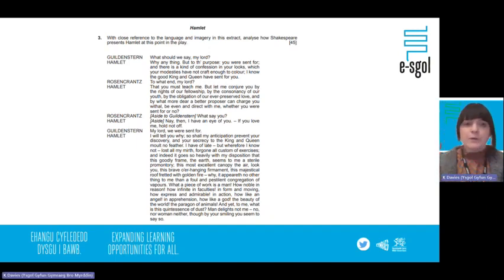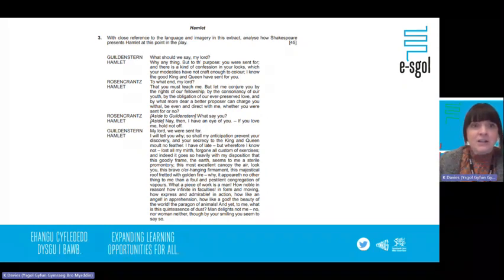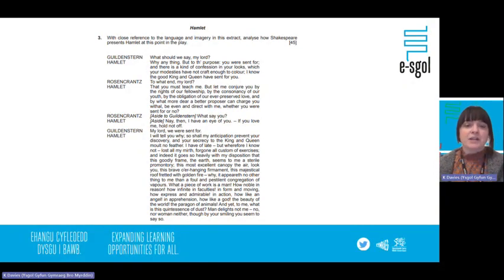So here we've got an extract from Hamlet, and it's an interaction between Hamlet and his, we'll call them friends, his two friends, Rosencrantz and Guildenstern. So here you're analysing how Shakespeare presents Hamlet at this point in the play. So already looking at this particular extract, you may identify before we read anything how little Guildenstern and Rosencrantz say and how heavily weighted Hamlet's sections are.